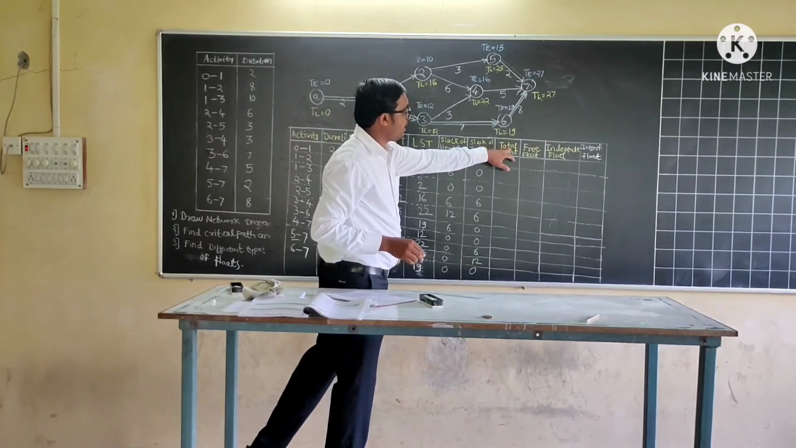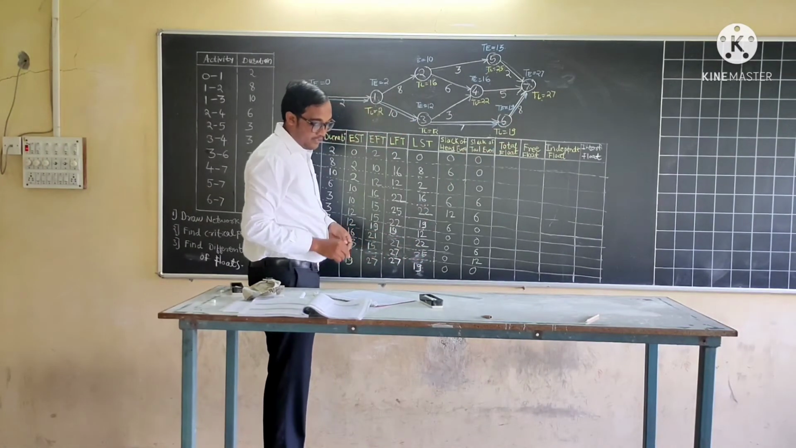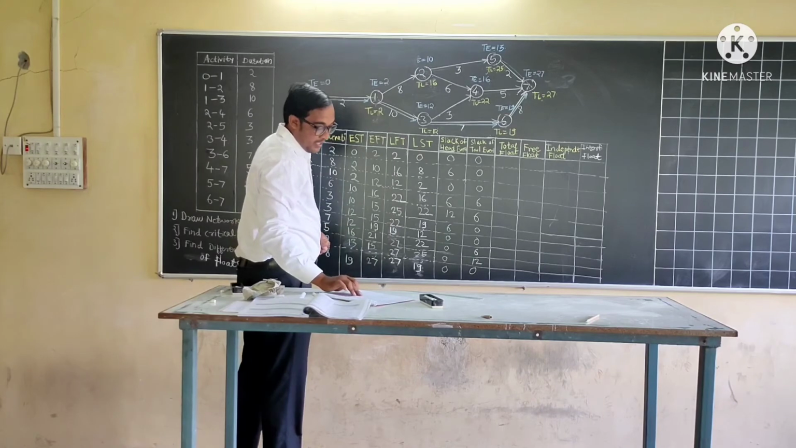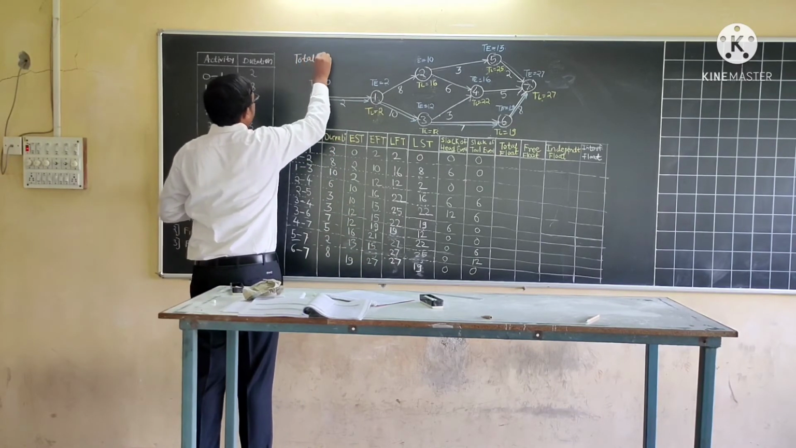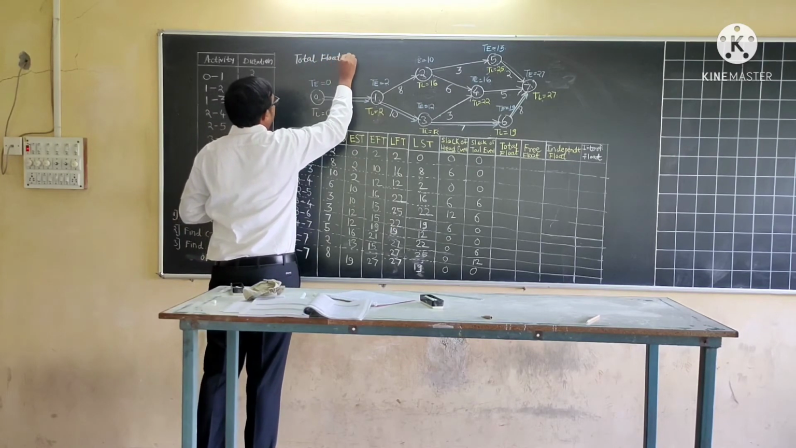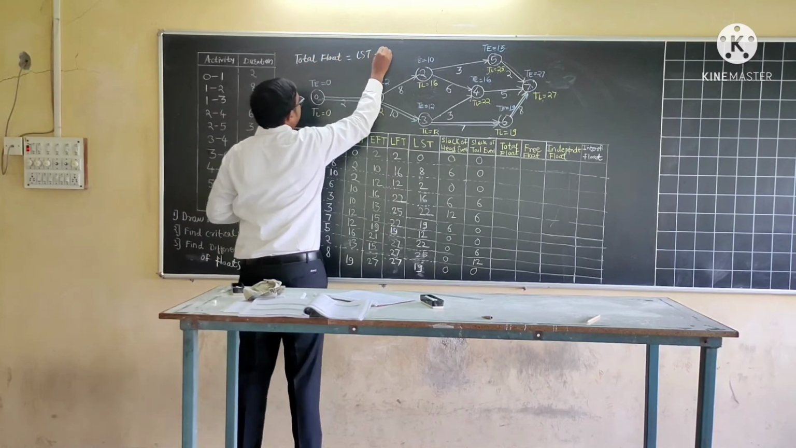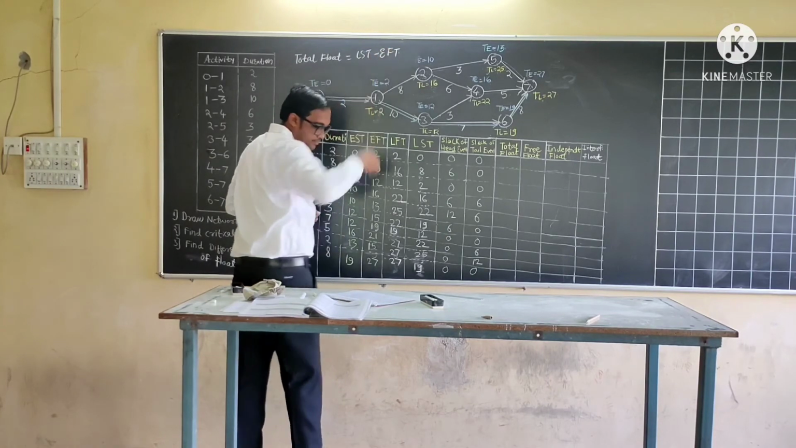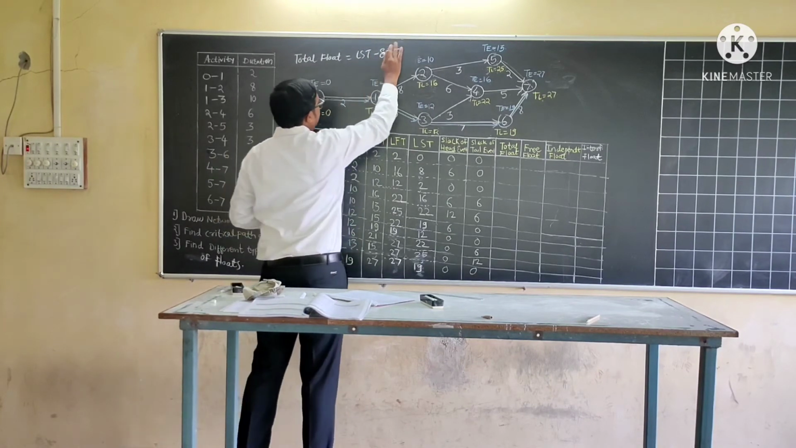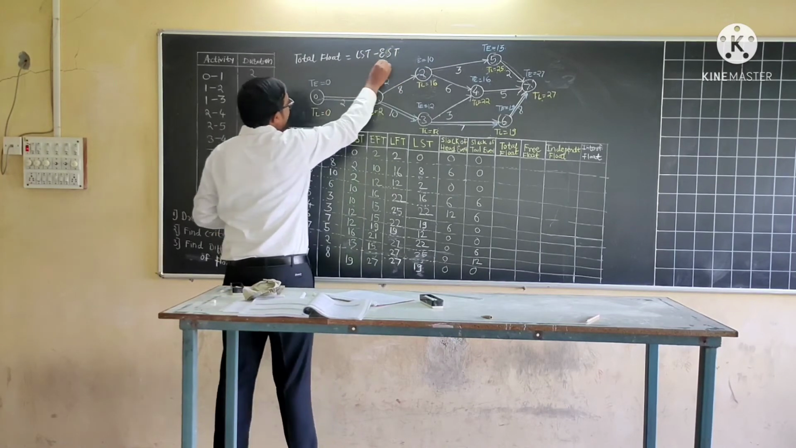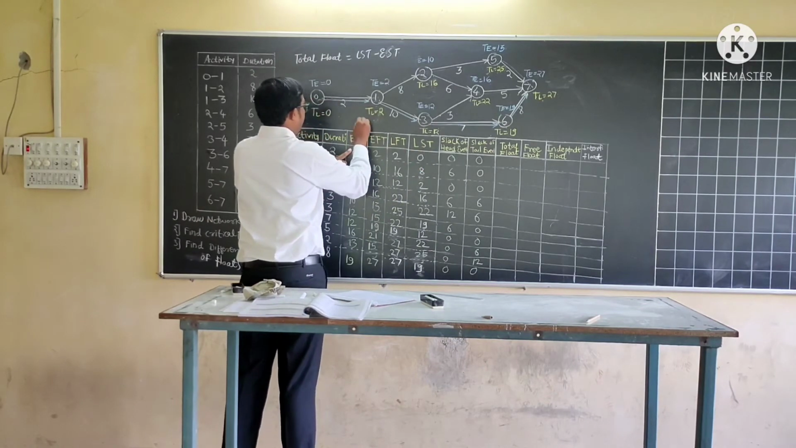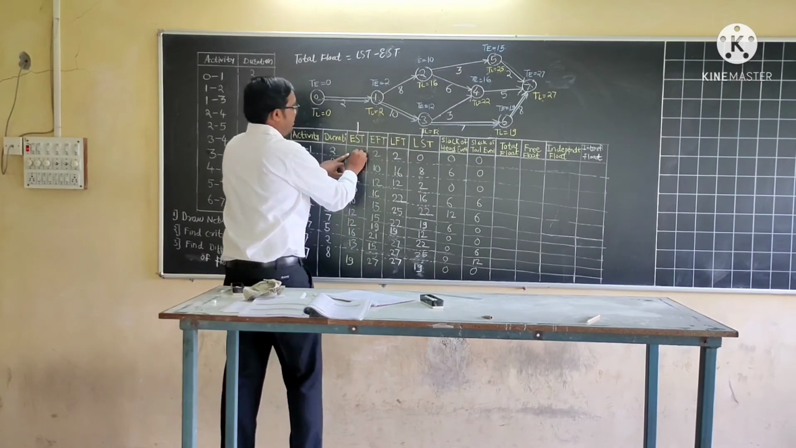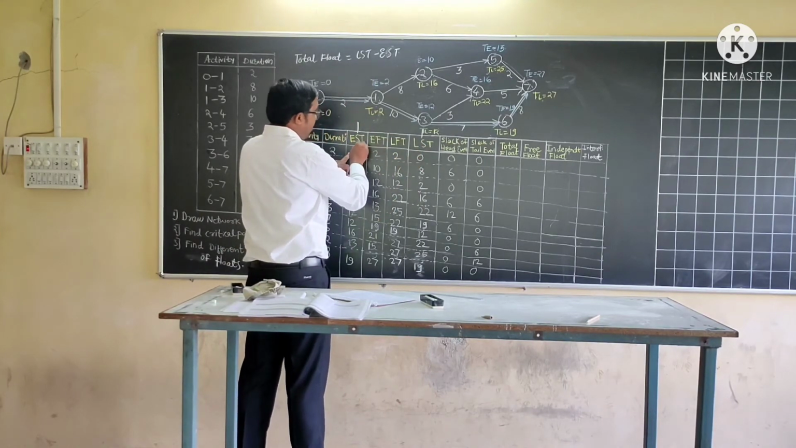Total float. We need to calculate total float first. So total float is equal to LST minus EST, latest start time minus early start time. So we need to deduct the value of EST from LST.